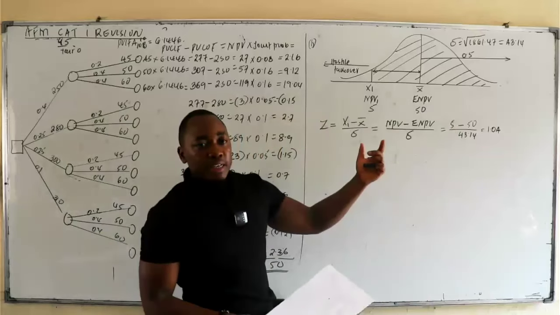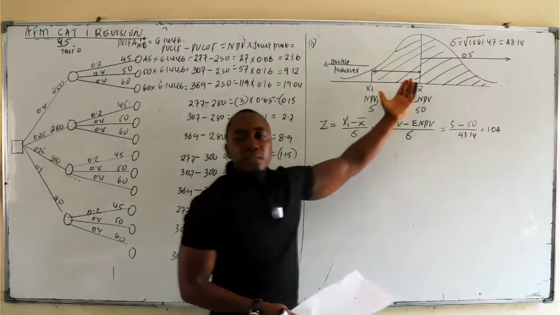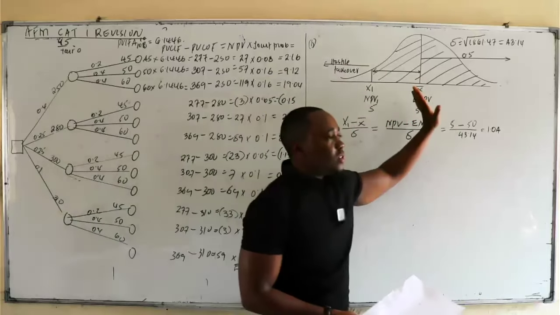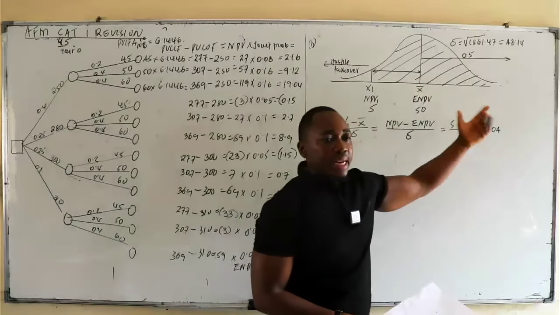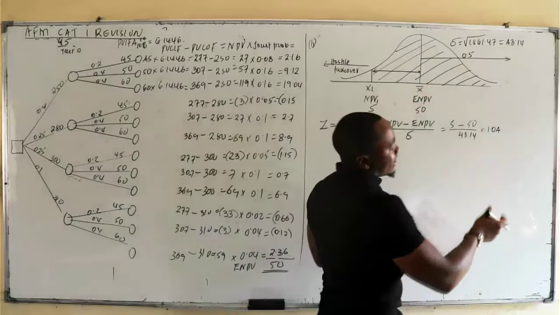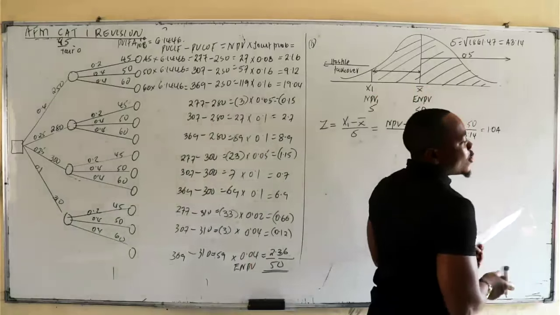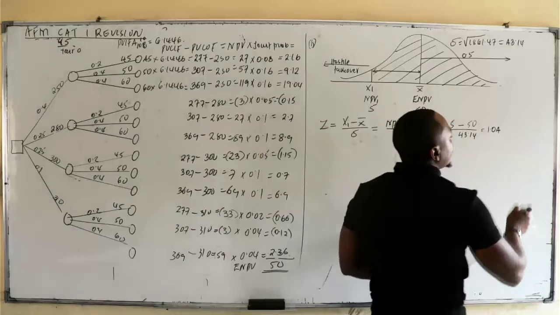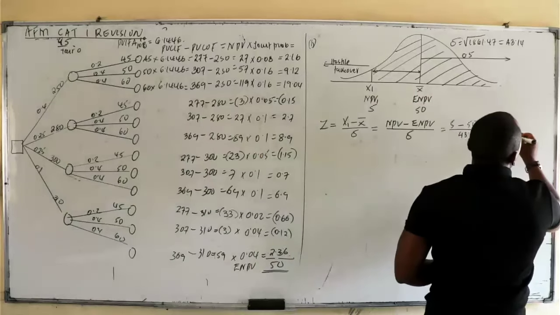What does it mean if you get a negative? If you get negative, that means it's below the average. If you get the positive, it's above the average. Negative is below the average, but that one does not count in this case. Now, what we have, this is not the probability. How do we get the probability? We use the normal distribution table. So from the table.